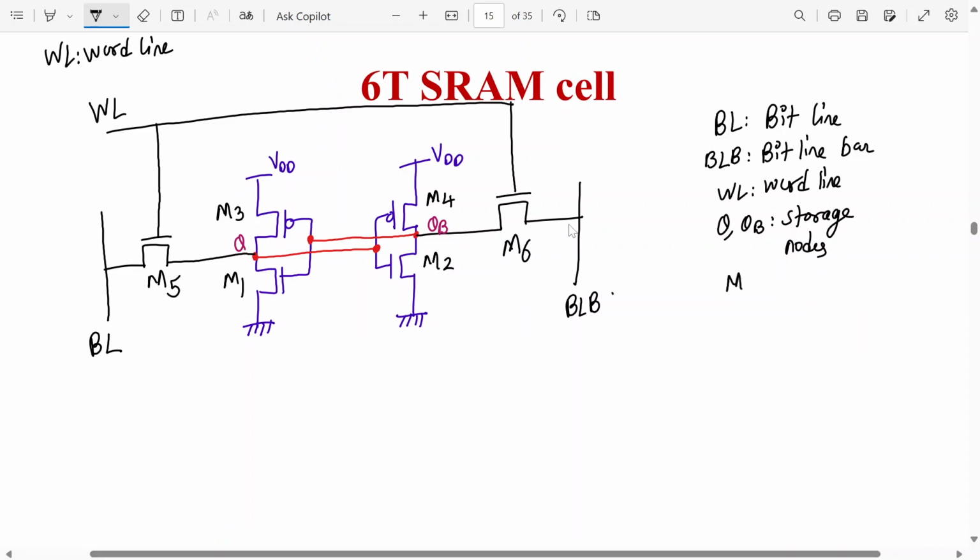Okay, let's talk about the transistors M1 and M2. What are M1 and M2 called? Pull down transistors, because these are NMOS. What about M3, M4? These are pull up transistors. And what are M5, M6? These are access transistors.